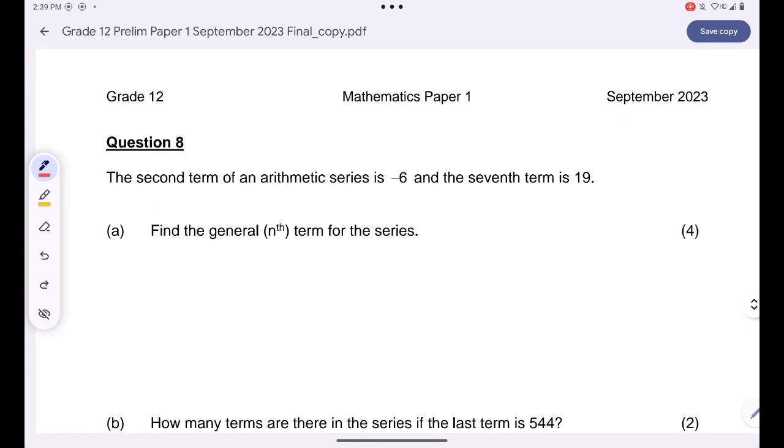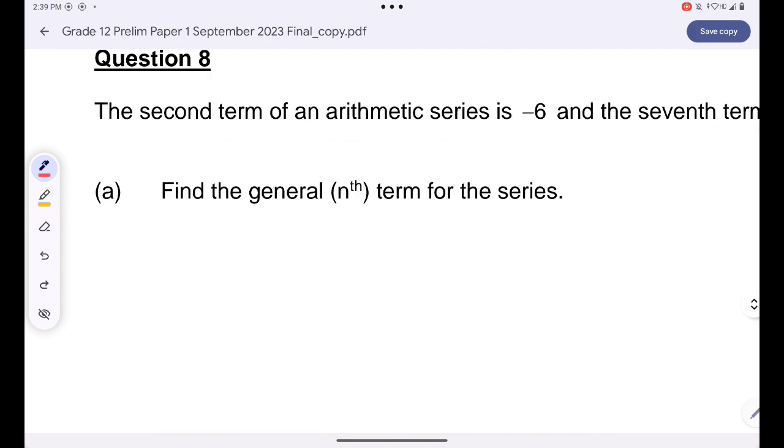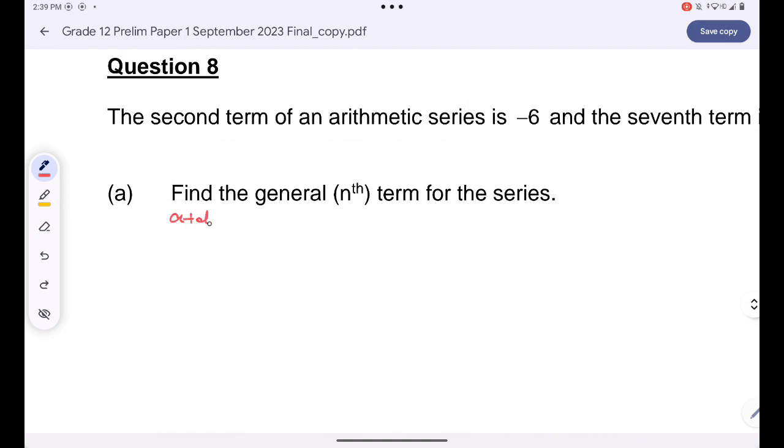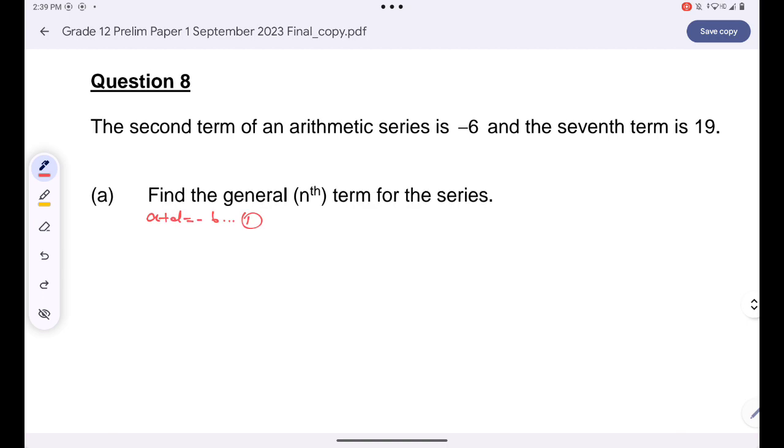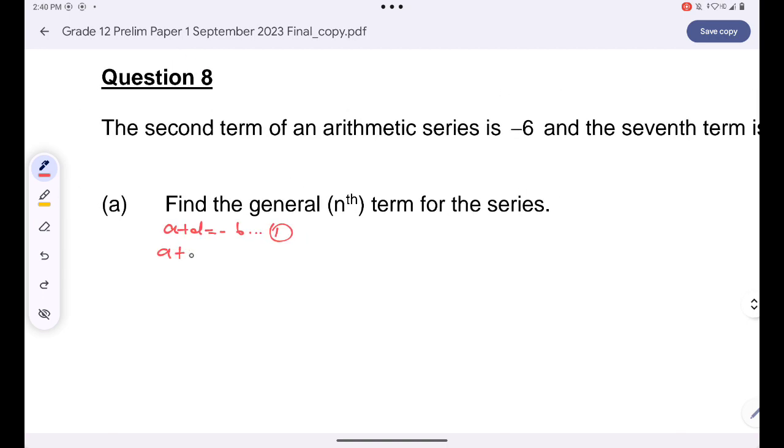I was told that the second term of an arithmetic series is equal to -6. That simply means a plus d is equal to -6. And this is my first equation. And then I was told that the seventh term is equal to 19. That simply means a plus 6d is just equal to 19. Over here, guys, you can simply make one variable subject of the formula and then solve for the other variable, and then at the end you must find both a and d.